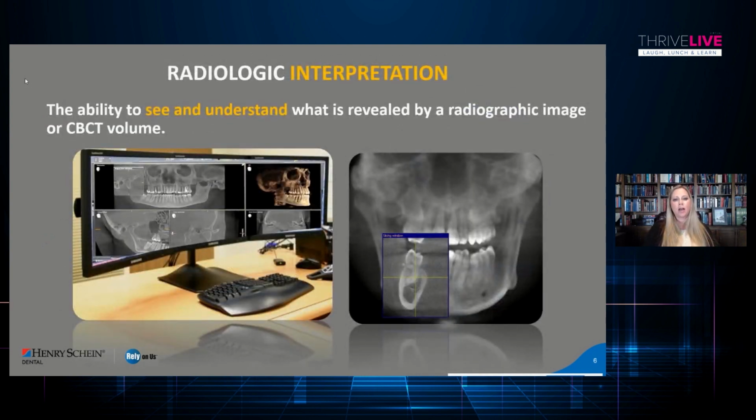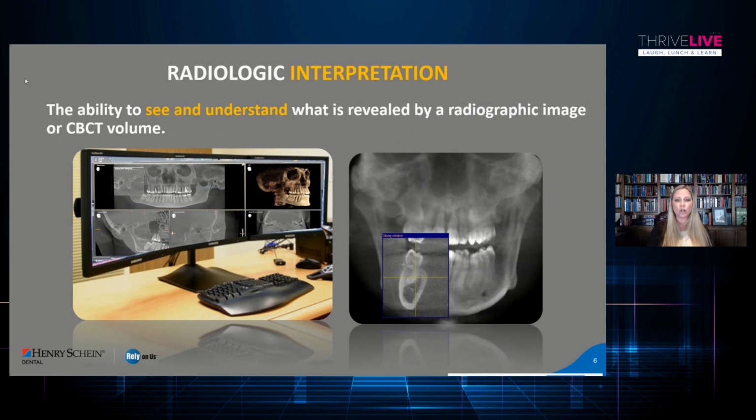So we're talking about radiographic interpretation. What is it? Well, that's the ability to see and understand what is revealed by a radiographic image or a cone beam CT. And that seems very self explanatory, but we have to first be able to see something and then understand what it is that we are looking at.